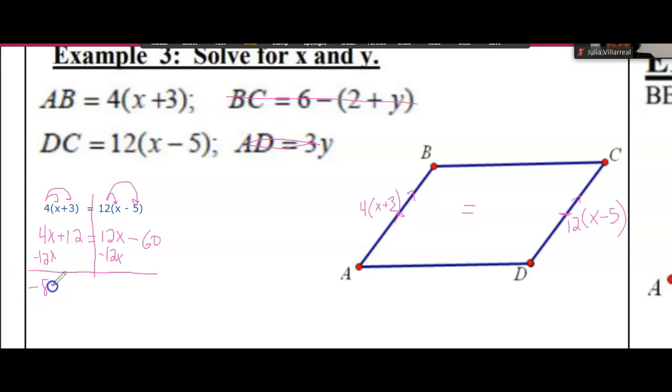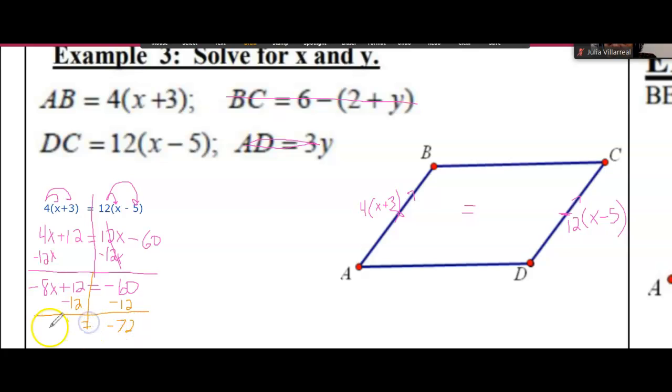Negative 8x. And I'm just going to recopy everything. Plus 12 equals, this is gone because 12 minus 12 is 0. So I'm going to put negative 60 because there's a negative. The minus becomes a negative. So now I'm going to move my 12 to the other side. Let me change color. Minus 12 because I only want the x's on this side. So negative 60 minus 12. Both signs are negative, so you're going to add. So that's negative 72.